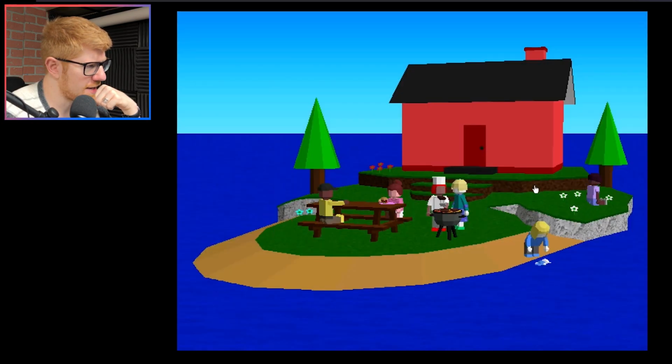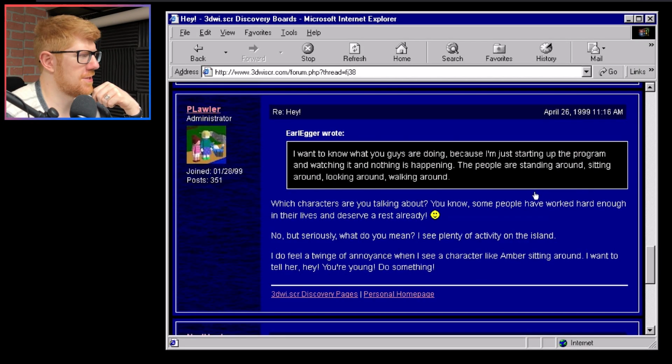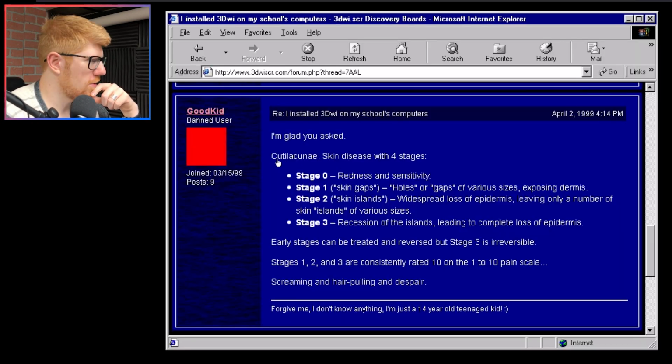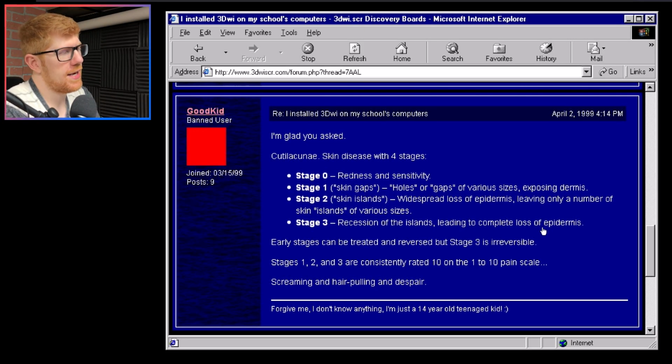I'm assuming all of this is exactly the same. I can't imagine that this would be different. Cutilacune. Skin disease, 4 stages. Recession of the islands, stage 3, leading to complete loss of epidermis. Now, that did happen at the end. So what if throughout these 300 or so slides, the first batch of them are redness and sensitivity. We do see a red square here.